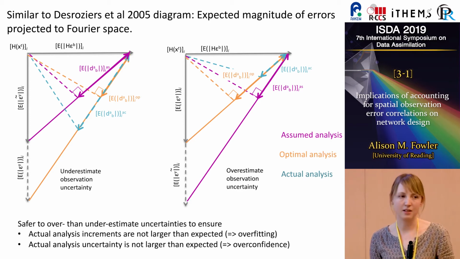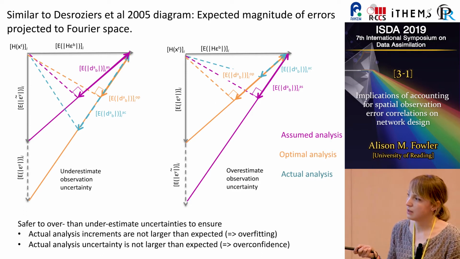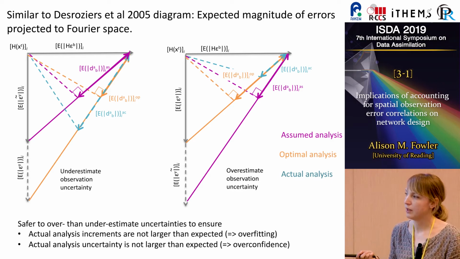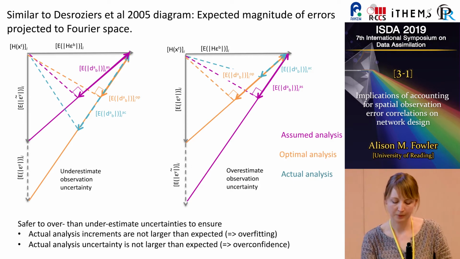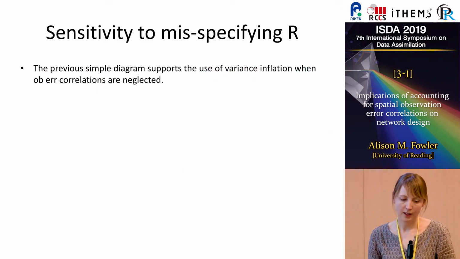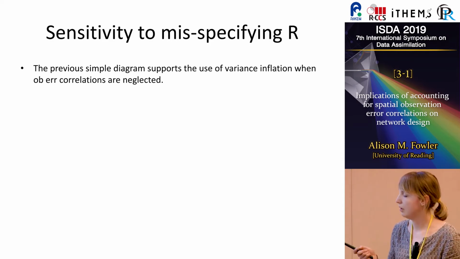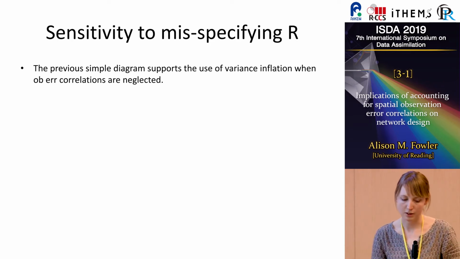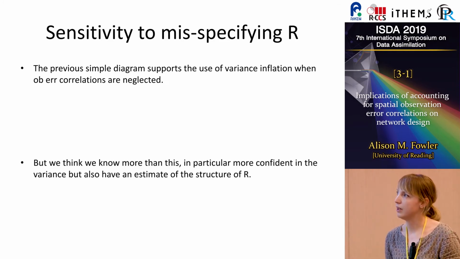So in terms of whether it's better to under or overestimate the observation uncertainties, from this we can say that it's better to overestimate them, because this ensures that analysis increments are not larger than expected, so we're not overfitting to our observations. And also the analysis error uncertainty is not larger than expected, so we're not overconfident in our analysis. So this can be used as an argument for why you'd use variance inflation in the case when you're neglecting observation error correlations. But obviously we want to move away from the idea of variance inflation.